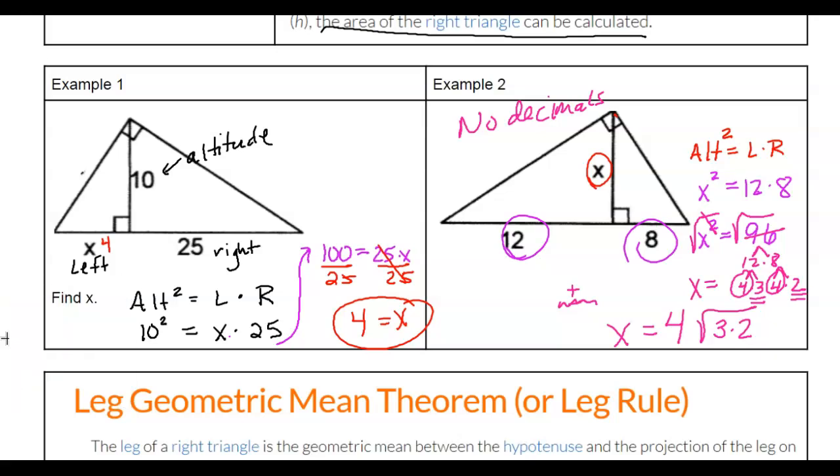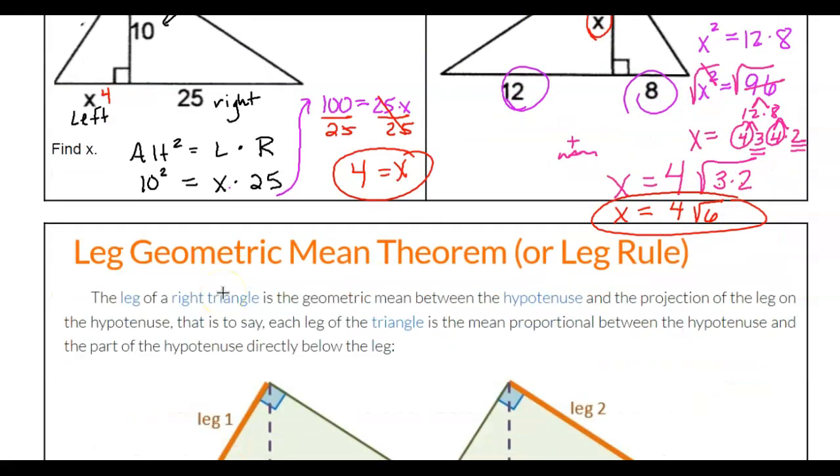Okay? And this would be from first semester, so it's a good review. So x equals 4, and then 3 times 2 gets to root 6. All right? So no decimals. We want the exact answer. So you might have to break down square roots to get it. Okay?